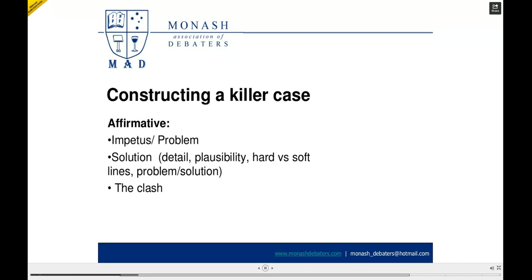So, constructing a killer case. Okay, so looking at the affirmative team, in most debates, what the topic's going to do is ask the affirmative to propose a reform to the status quo, right? Do you guys know what I mean by the term status quo? Right, okay. So basically the topic will say, we'll be asking you to frame a solution, a change from what's currently happening. So the freshers final, for example, Matthew, what was the solution, the change to the status quo you were proposing?